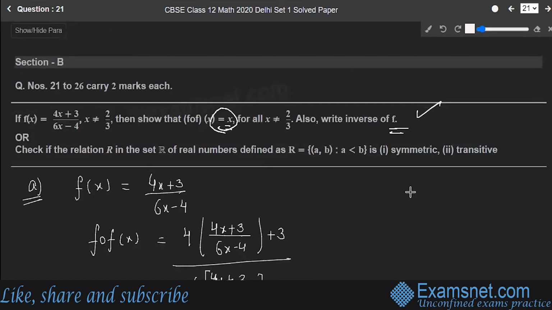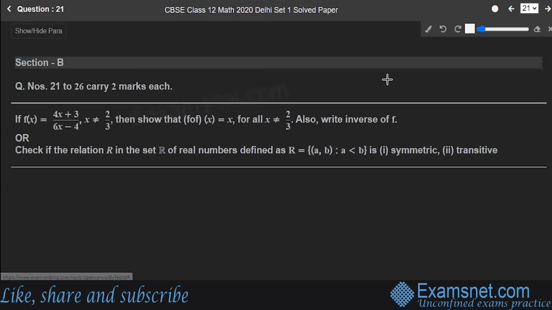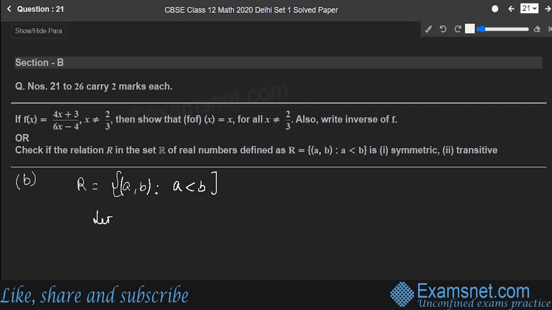Actually, the next part, check if the relation R in the set of real numbers defined by R is equal to {(a, b) : a is less than b} is symmetric or transitive. Let's solve that. So I'll erase the screen. Fine. This is the B part now. Now the given relation is R = (a, b) such that a is less than b, right? Let A be the set of real numbers.